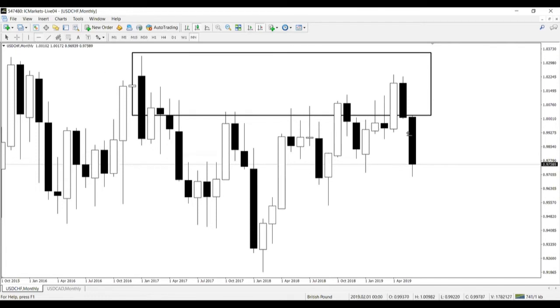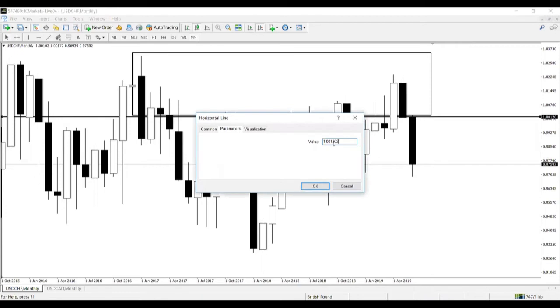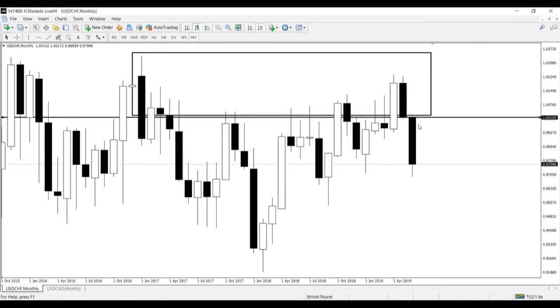As you can see, I marked out the monthly open of price, looking at the 1.00100 level. We mark this out, the 1.00100 level, and we're below the monthly open.